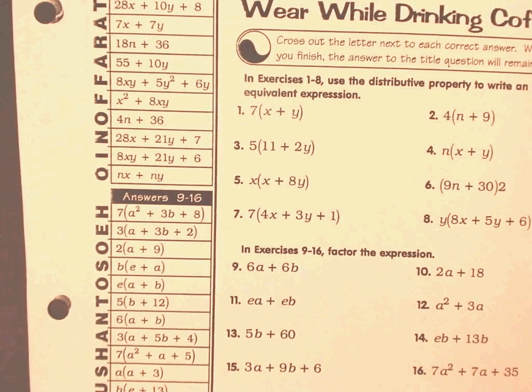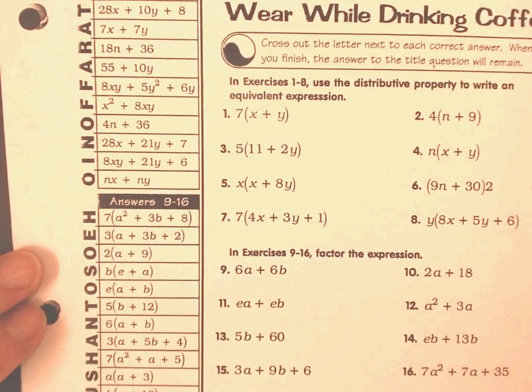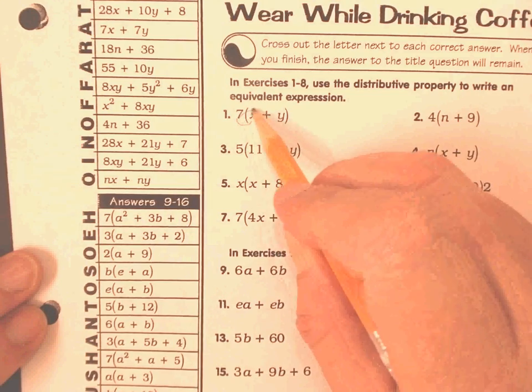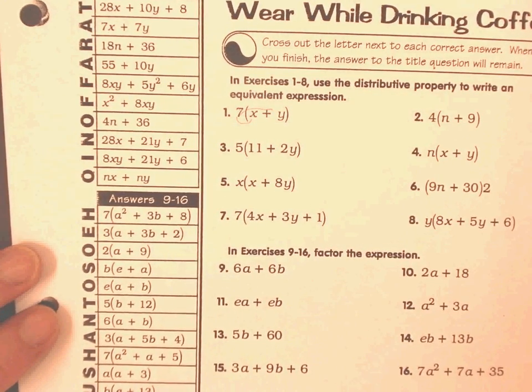We're going to start by doing a few practices of distribution. This one's pretty easy. You just distribute the 7 to the x and the y. Remember, what's on the outside has to be distributed to everything that's on the inside.